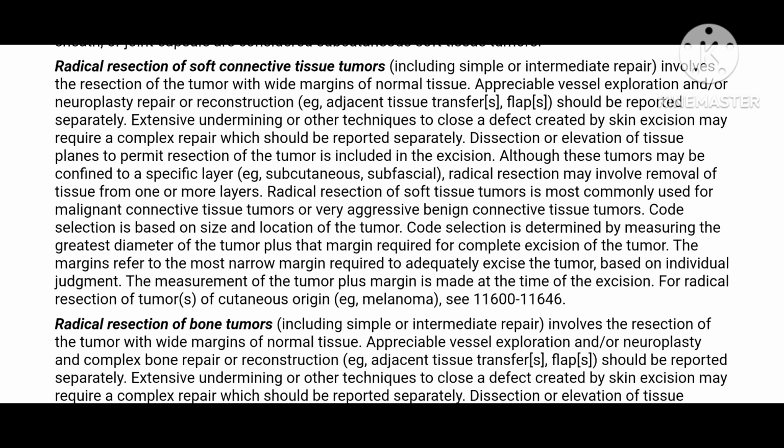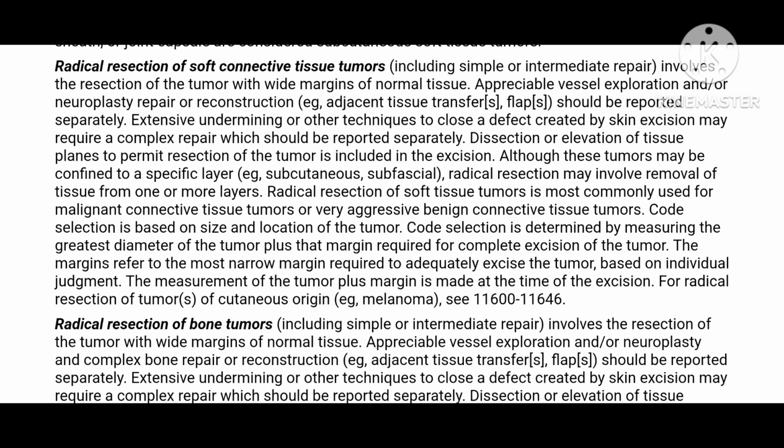If a radical resection is done in the soft tissue or soft connective tissue, again you have to check the diameter of the lesion and also its location. If it is a bone tumor, again you have to check which bone they are operating on and what the size of the removed tumor is. Note that here also the intermediate and simple repairs are included. Remember that a radical removal or radical resection will always be done for malignant tumors, and also for aggressive benign tumors.